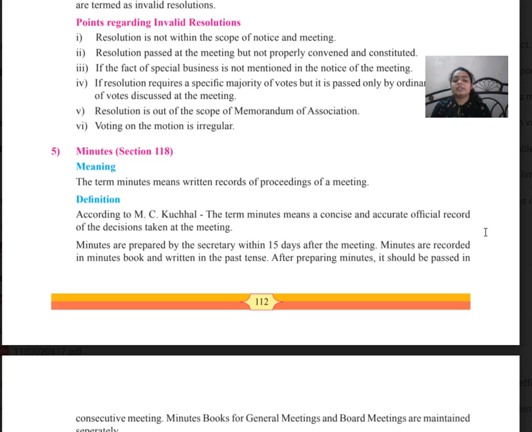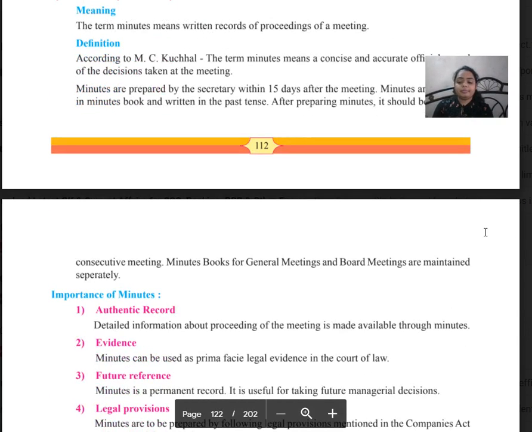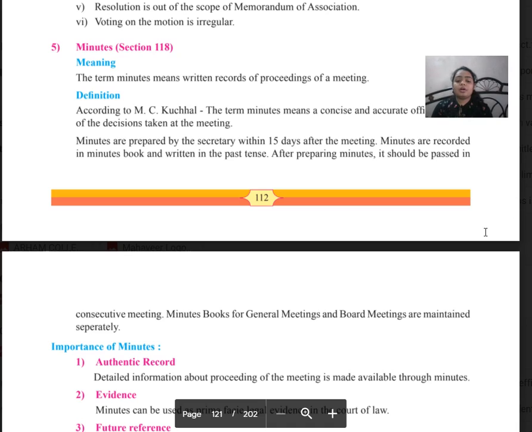So, what are the requisites? Firstly, whatever happens in the meeting has to be recorded in a written form, which is called minutes. Definition: according to MC Kuchal, the term minutes means a concise and accurate official record of the decisions taken at the meeting. Minutes are prepared by the secretary within 15 days after the meeting. Minutes are recorded in the minutes book and written in the past tense. After preparing minutes, they should be passed in the consecutive meeting. Minutes books for general meeting and board meeting are maintained separately.